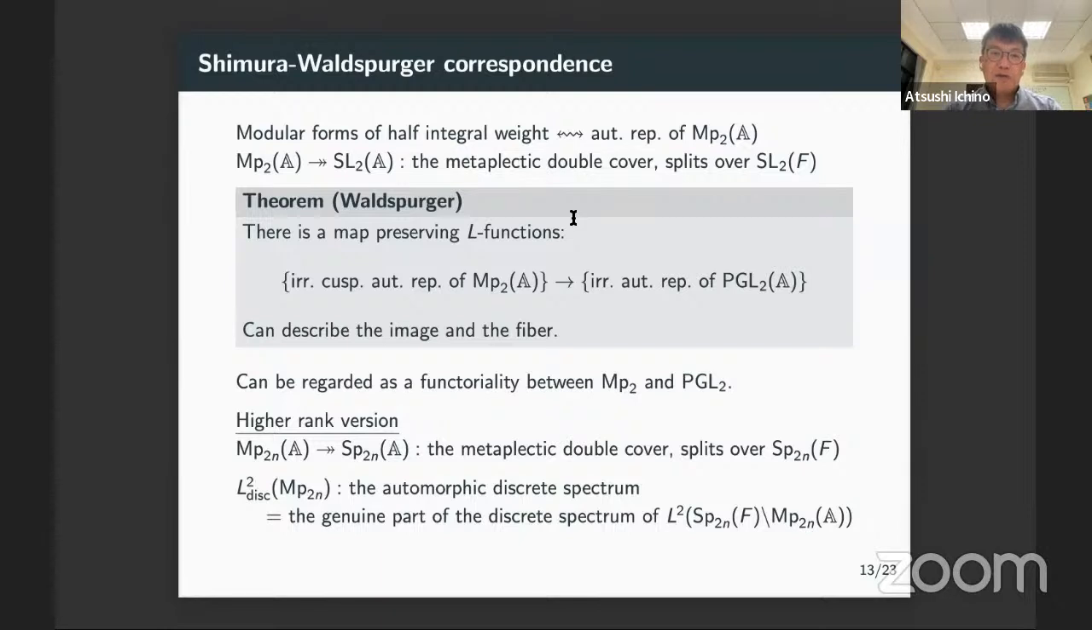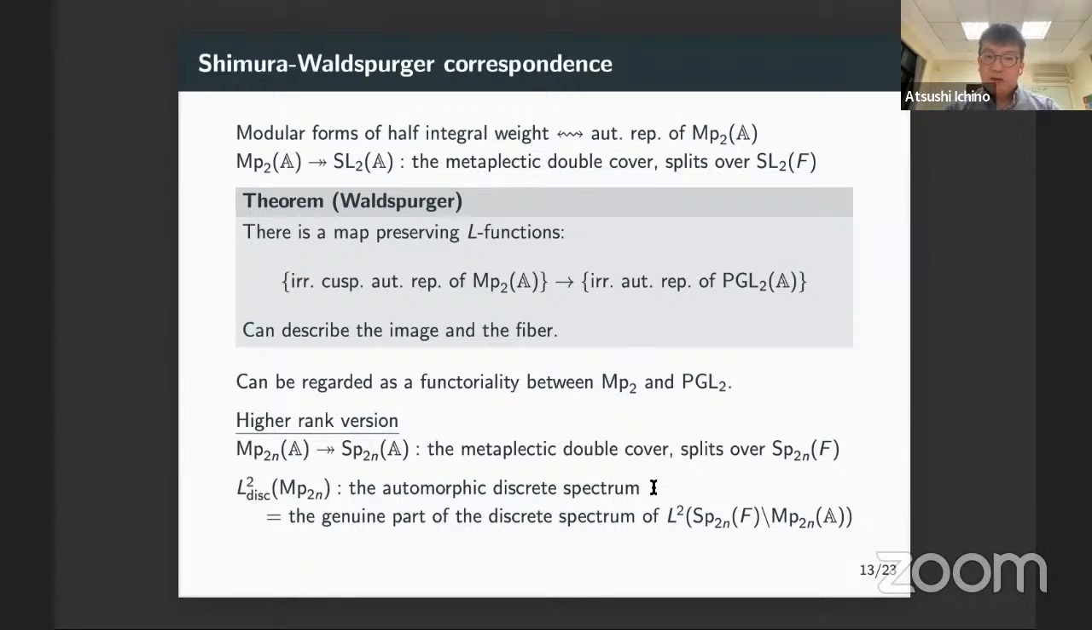This Shimura-Waldspurger correspondence can be regarded as a case of functoriality. And so we are talking about modular forms on the upper half plane, but we can also talk about Siegel modular forms of half integral weight. For this, we need to consider the metaplectic double cover of Sp2n of rank n. This covering MP2n naturally splits over the rational points, so we can talk about automorphic forms on MP2n. And we are interested in the discrete automorphic spectrum, L2 disc, of MP2n.